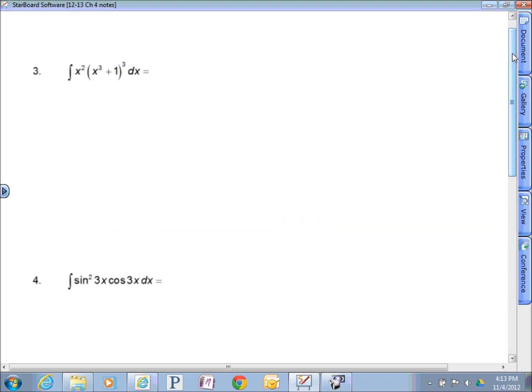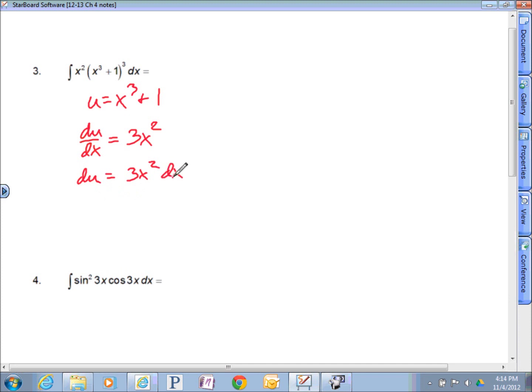Problem number 3. Do you see a function inside of a function? Yes. u is x cubed plus 1. What do I do with the rest of the stuff? I don't know. Hopefully I can make it disappear. du over dx. Well, what's that? That's 3x squared. So du is the same thing as 3x squared times a dx.